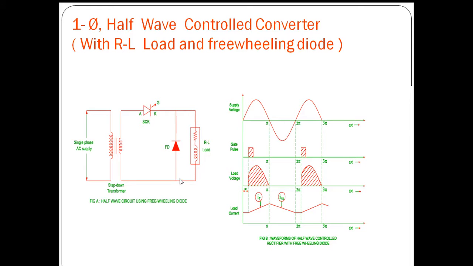So the inductor energy will drive the current through the freewheeling diode. This is the circuit operation for the single phase half wave controlled converter with RL load and freewheeling diode. So this is the connection diagram, and these are the waveform representations.